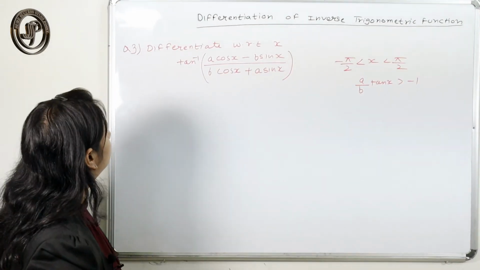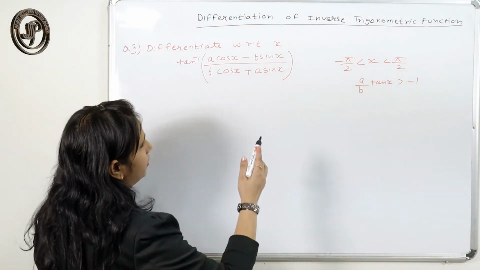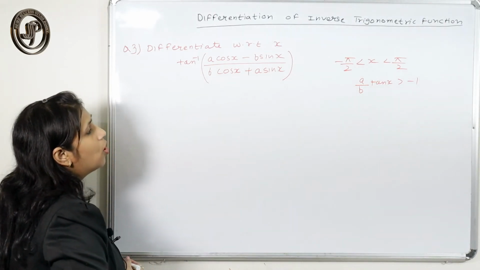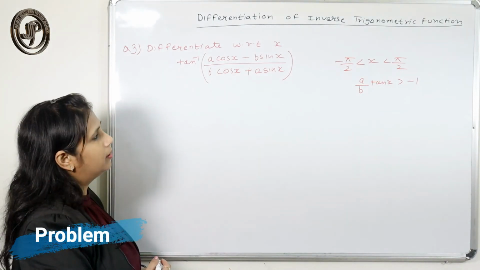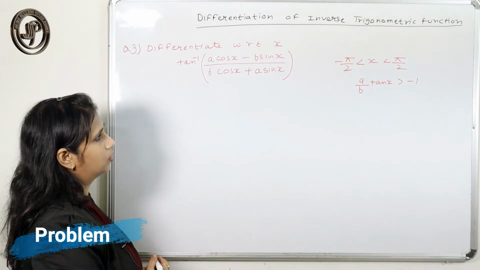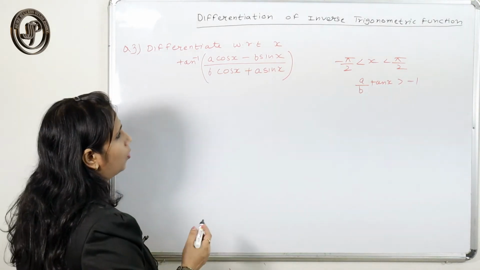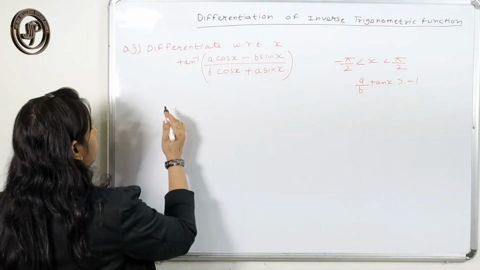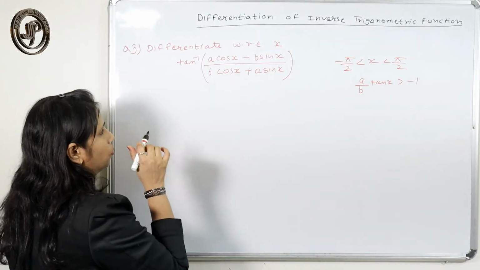So here is a question. You have to differentiate this. The range is given, minus pi by 2 to pi by 2. Also a by b tan x is greater than minus 1. That condition is given, not equal to minus 1, that signifies this. So what will you do?